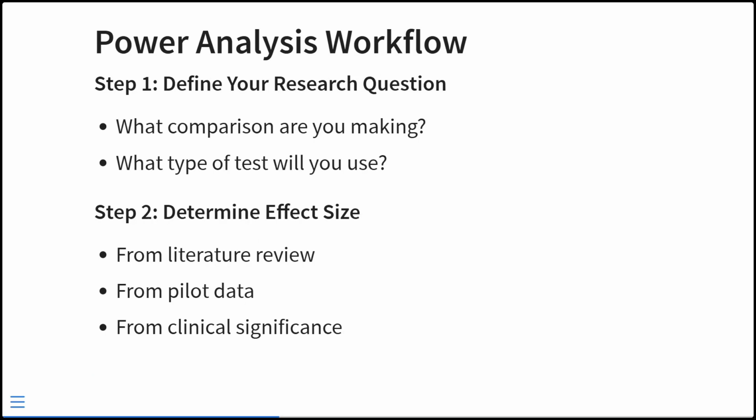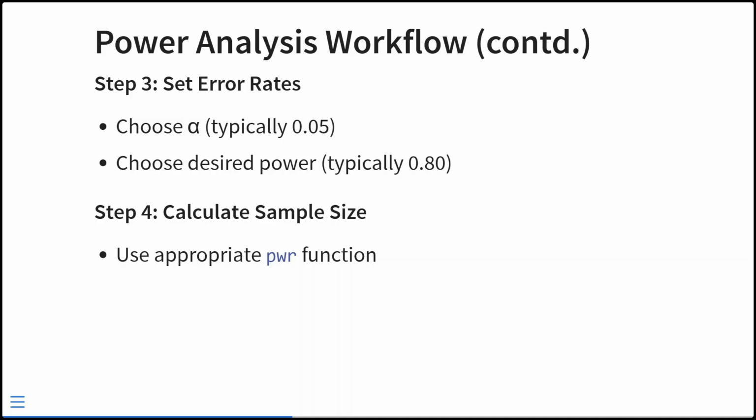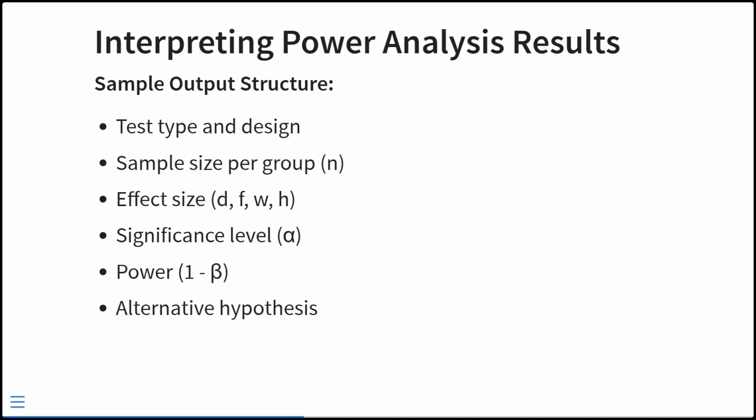For power analysis to work, you should try and define your research question, what comparison are you making and what type of test will you use. Then next, you get your effect sizes from previous literature or pilot data, clinical significance. Then you also set your error rate. So you choose alpha, which is 0.05, and choose desired power, which is 0.8. Then calculate your sample size, use the appropriate pwr function.